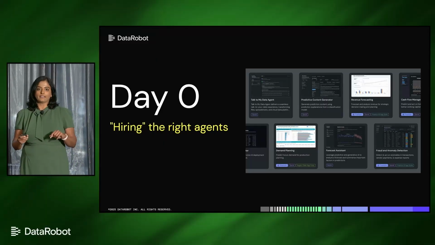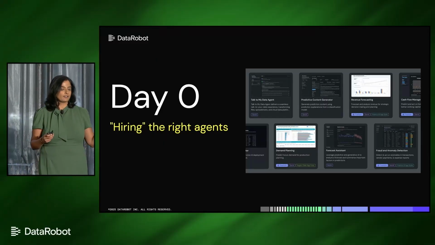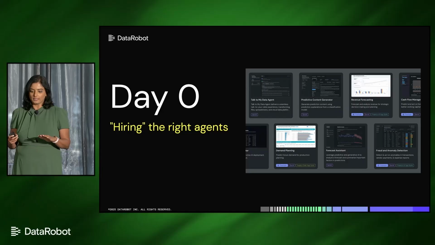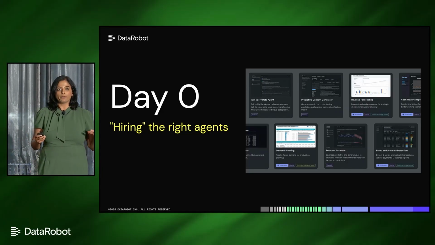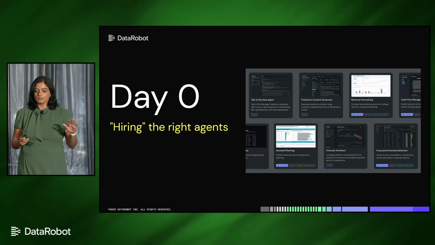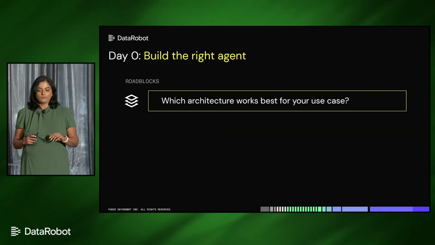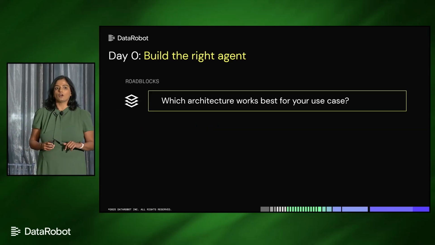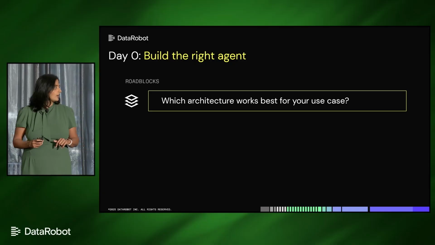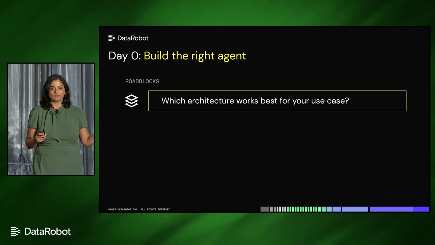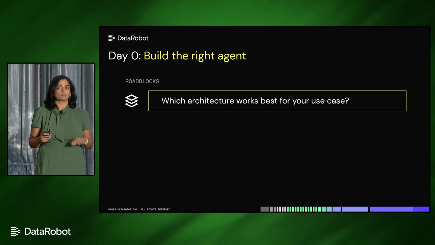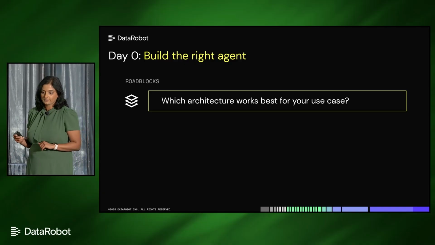So let's talk about day 0. And as Venki was mentioning earlier, it's really about hiring the right agent. And just as you wouldn't hire an employee just looking at somebody's resume, you want to make sure you build the agent that can operate within your environment using your data. So the first roadblock or the first question you should all be asking is, which is the architecture that would work best for your use case? Not based on an industry benchmark, but specifically for your use case.